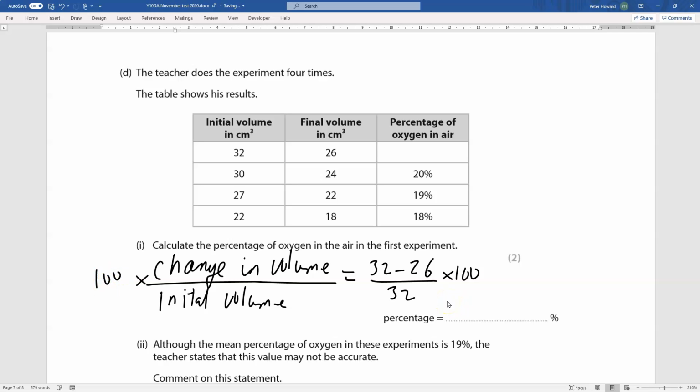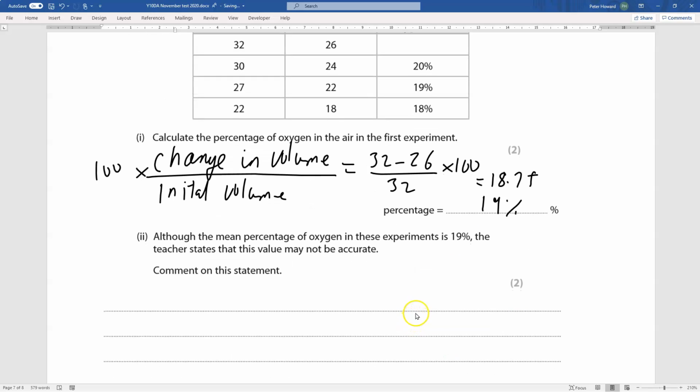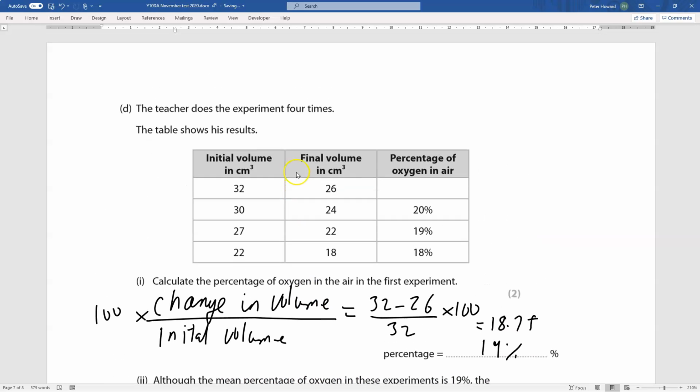So what do we have? This gives us 18.75. Now all the other data is recorded to just 2 significant figures, so I would give this as 19%. So this bit is an interesting bit of question, and it's only ever turned up once, so if you're not so sure about it, it's not something worth worrying about now.